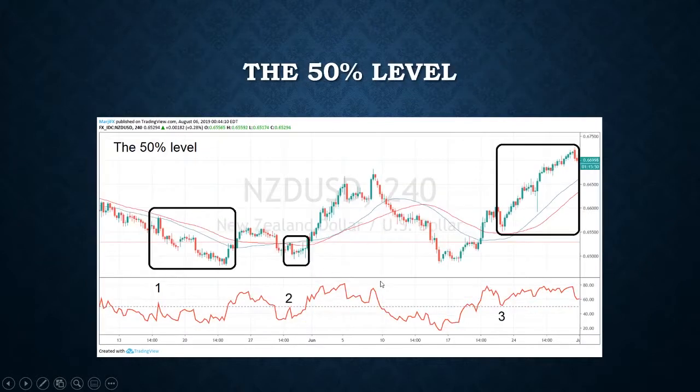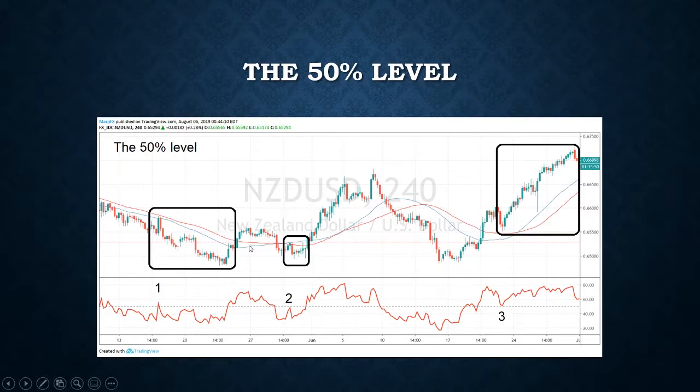Okay. The 50% level. Sometimes the price moves with the RSI until the RSI reaches the 50% level, and then they change direction together. Look at this. We have three situations on this chart. This is the New Zealand dollar chart, and it's recent.